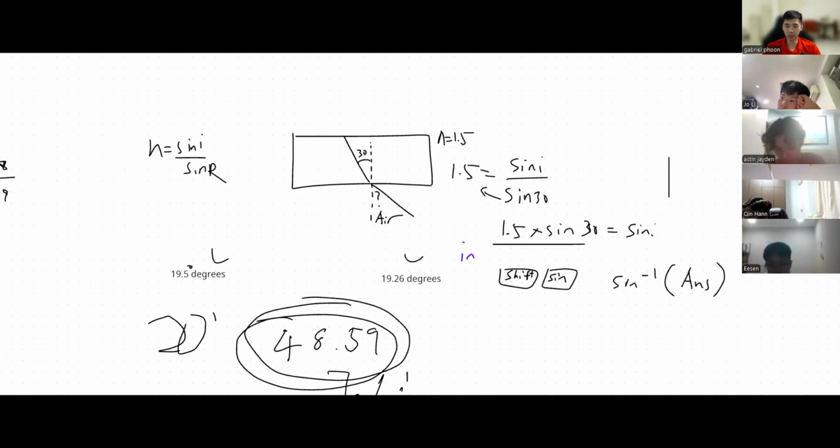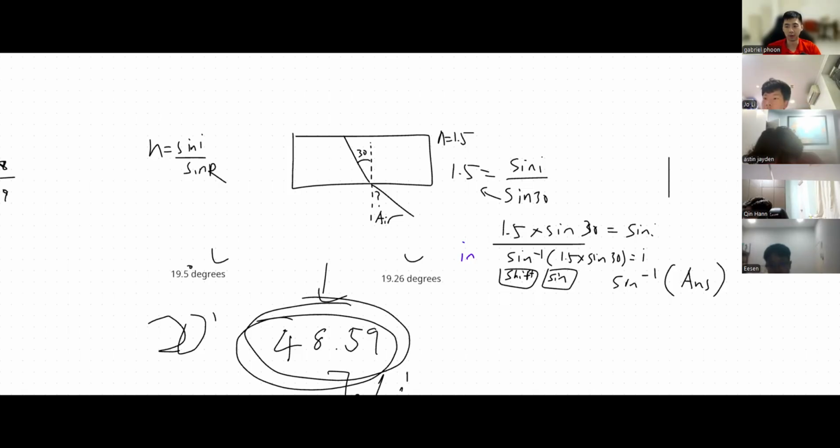Because I need to move this sine over. When I move this sine over, it will become shift sine, which is going to be sine -1, then bracket. You get it? Can get 48.6. Okay, everyone got it. Jolie, good job. You are the only one who got it correct.